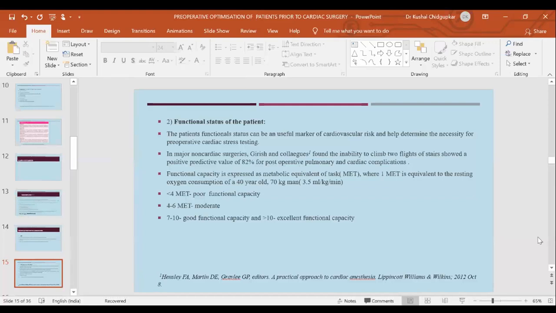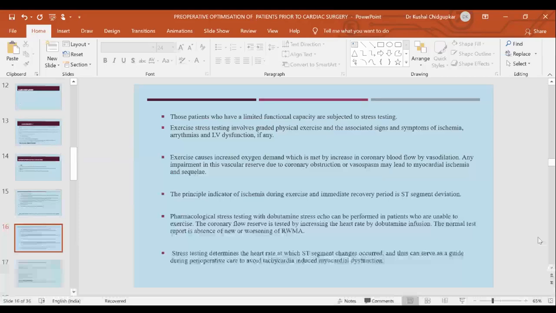Now, functional capacity is expressed as metabolic equivalent of task, where 1 MET is equivalent to the oxygen consumption of 3.5 ml per kg per minute in a 40-year-old 70 kg man. And then we grade according to the METs performed. Less than 4 is poor functional capacity, 4 to 6 is moderate, 7 to 10 is good, and more than 10 is excellent functional capacity. So what is the functional capacity of this patient?